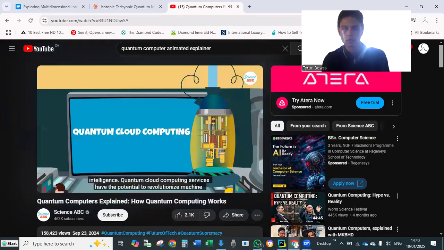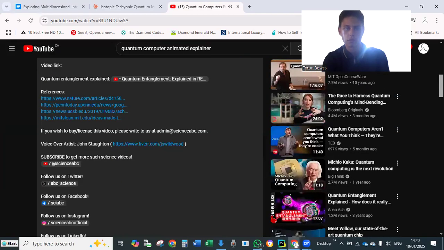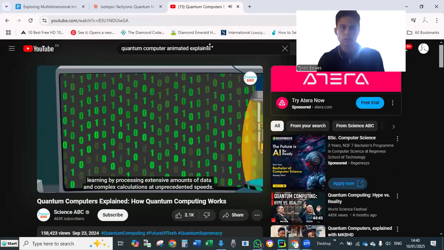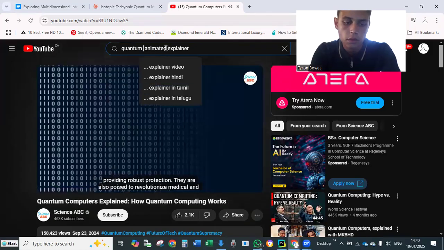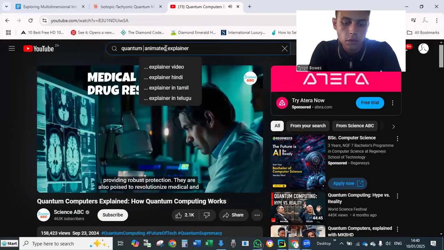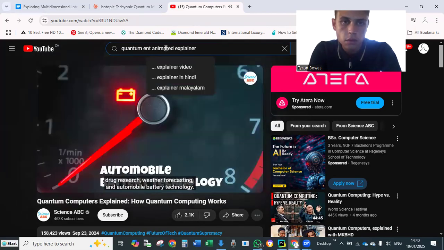Quantum computers have immense computational capabilities that will greatly enhance artificial intelligence. Quantum cloud computing services have the potential to revolutionize machine learning by processing extensive amounts of data and complex calculations at unprecedented speeds. In cybersecurity, quantum computers could uphold data encryption during active use, providing robust protection. They are also poised to revolutionize medical and drug research, weather forecasting, and automobile battery technology.